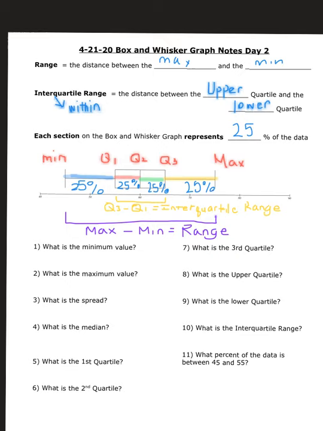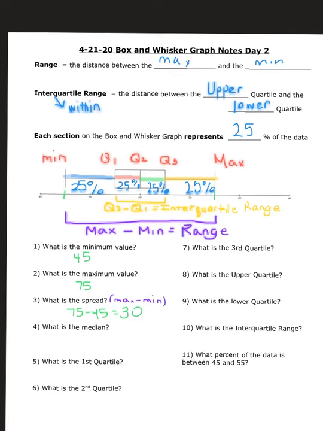Number 1, what is the minimum value? Well, I see where the min is, but there's not a number there. Hopefully you know between 40 and 50 would be 45. Number 2, what is the maximum value? So again, when I look at the max, it's between 70 and 80, so then that would give me 75 for my maximum value. Number 3, what is the spread? Remember, the spread is the same thing as the range. So let's see, the range is going to be 75 minus 45. That would give us a spread or a range of 30.